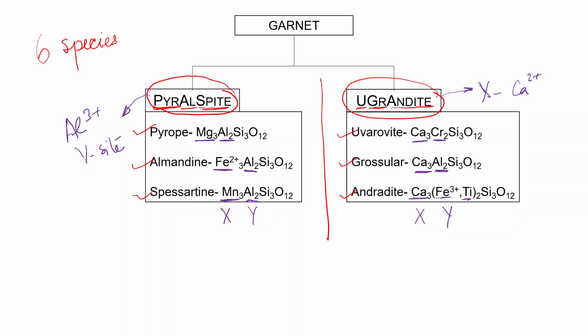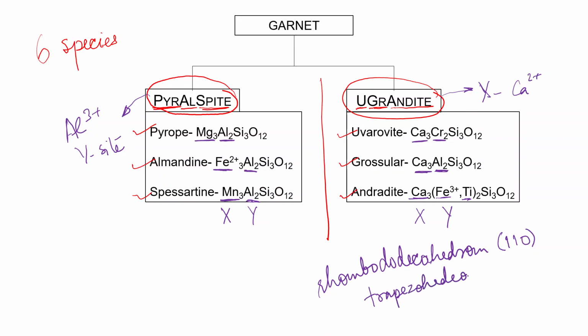The common forms in which the garnets occur are normally the rhombododecahedron. I'm sure you must have seen them in your practical classes in UG or maybe PG also, dodecahedrons. And these dodecahedrons show 110 Miller indices, and a very commonly occurring form is the trapezohedron, which is 211.